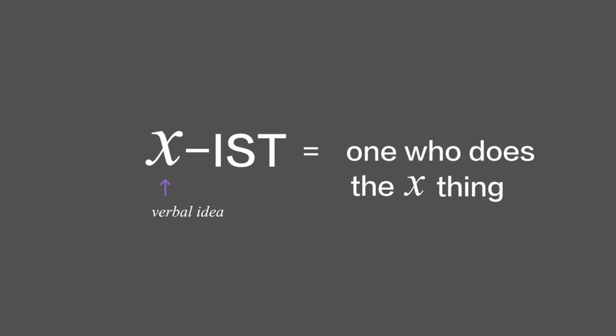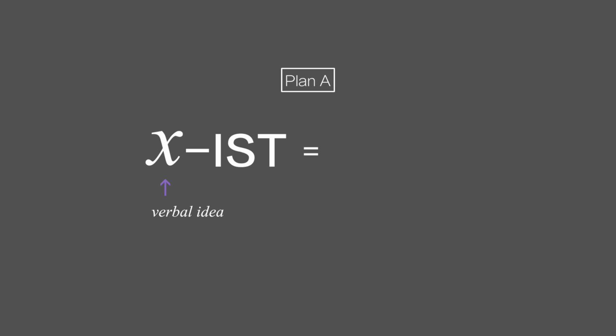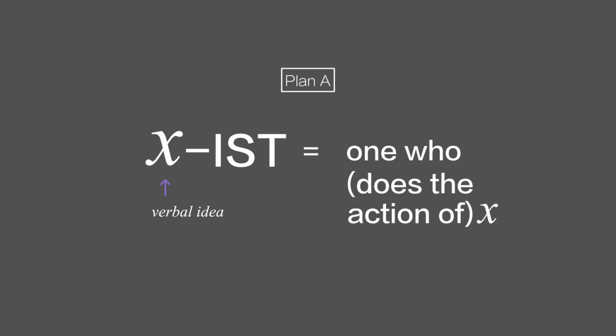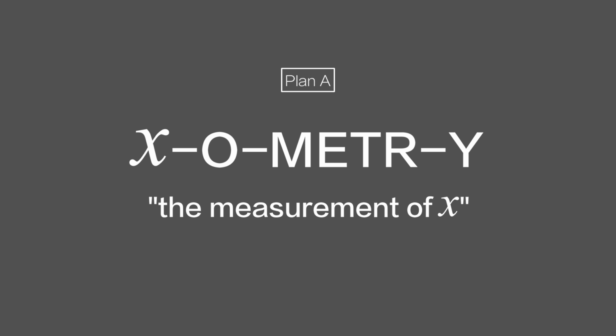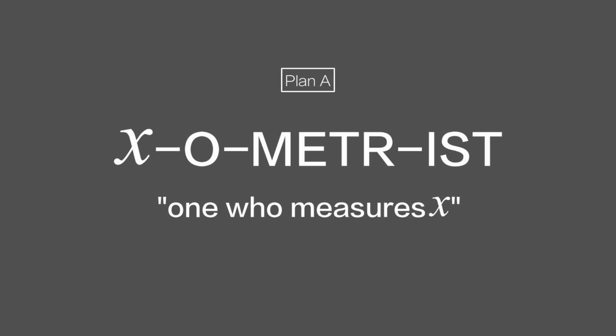So far, we have established that X-IST means one who does the X thing, and that when X contains a verbal idea, the version of that meaning, which is our dependable formulaic translation, call it our Plan A, is: there's a verbal idea in X, X-IST equals one who does the action of X. Thus, since exometry means the measurement of X, the verbal idea here is measuring, then exometrist means one who measures X.